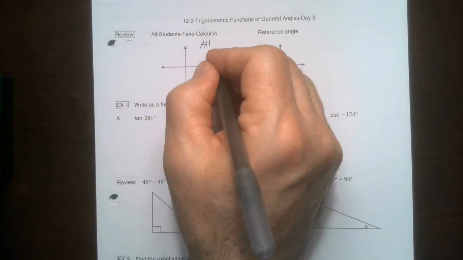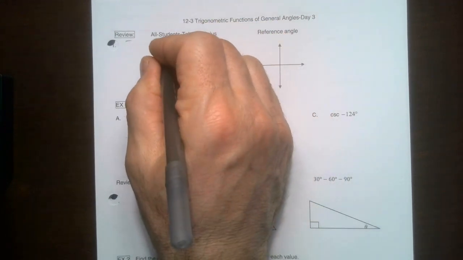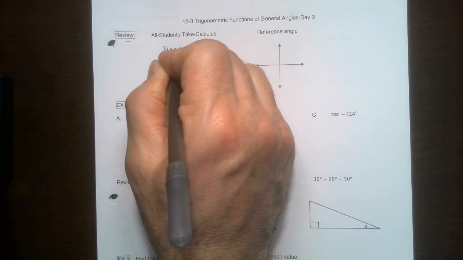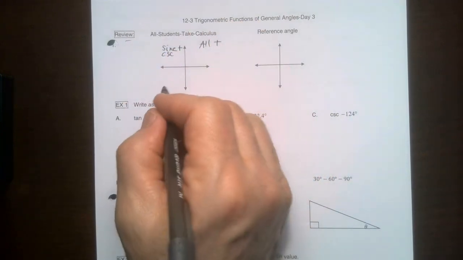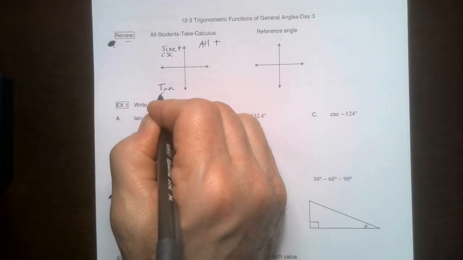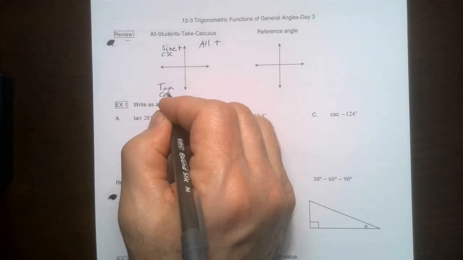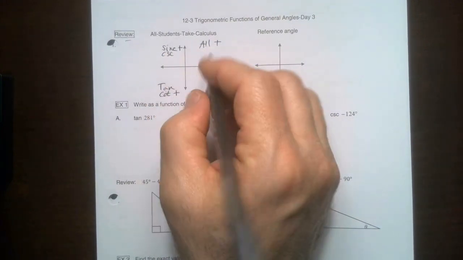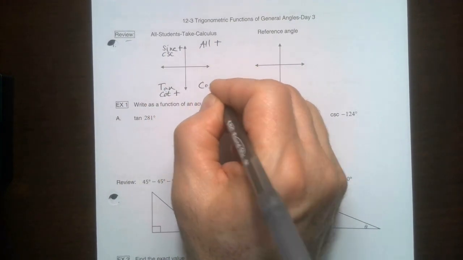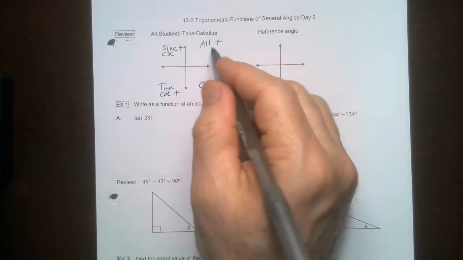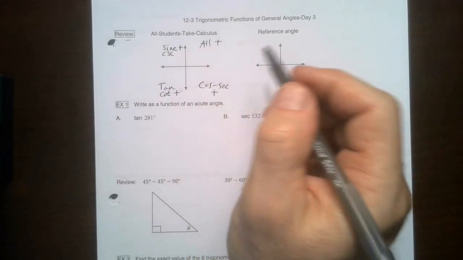All Students Take Calc. All things are positive. Students tells you that sine, and therefore cosecant, is positive. Take tells you tangent, which is also telling you in an indirect way that cotangent is positive. And then Calc tells you cosine, and therefore secant, is also positive. Just a little memory tool.